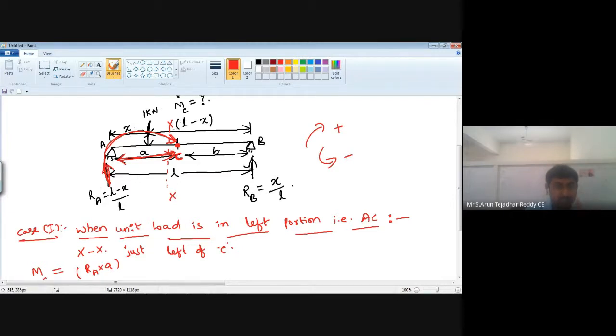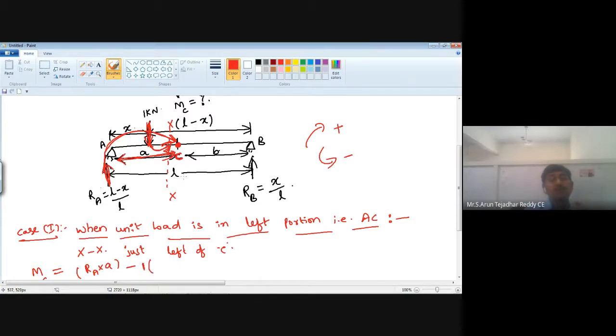So just to the left side of section XX, one more load is acting. That is 1 kilonewton load. Our moment is about this point, but how is it moving? It is moving in this direction, that is anti-clockwise direction. Consider minus, load is 1.